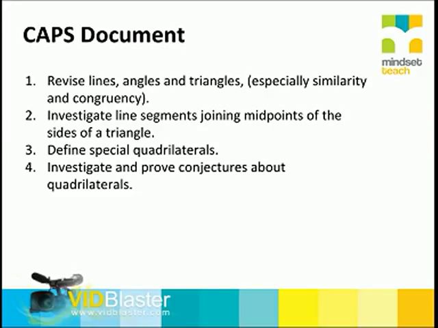And in the CAPS document, it's actually 3 points. I've divided it up into 4, and it doesn't say very much, does it? For 3 weeks. No, it looks very little. I mean, if you look at that, that's supposed to compose 30% of the exam at the end of their year, is their Euclidean geometry. And all they're doing is revising lines, angles, and triangles, investigating line segments joining midpoints of the sides of the triangle, and then the quadrilaterals.